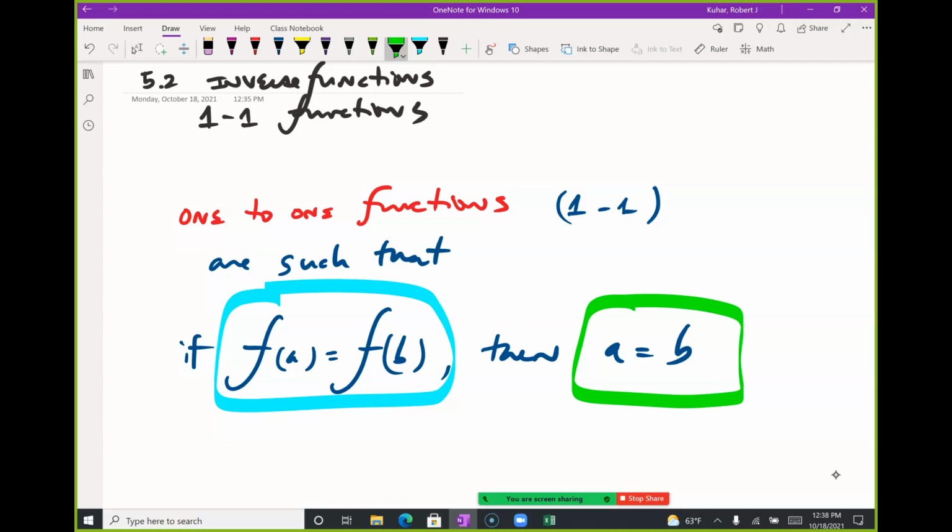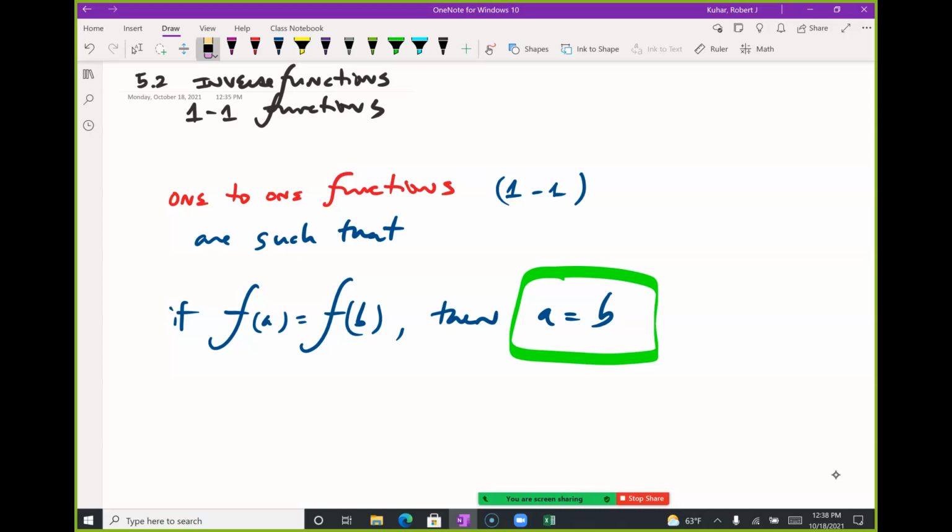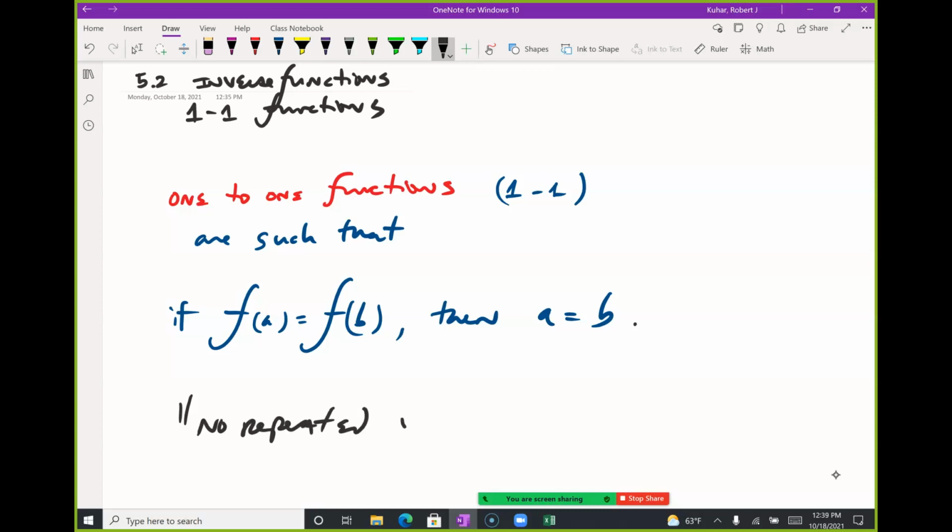Okay, so now let me say this like a human would say it, not a math nerd, right? There are no repeated y values. That's the easiest way to say it. The function never hits the same height twice or more. It only gets to that height once. So it might be a height of 7. It can only have a height of 7 once. It might be a height of negative 11. It can only have that height once. It cannot hit that height again.